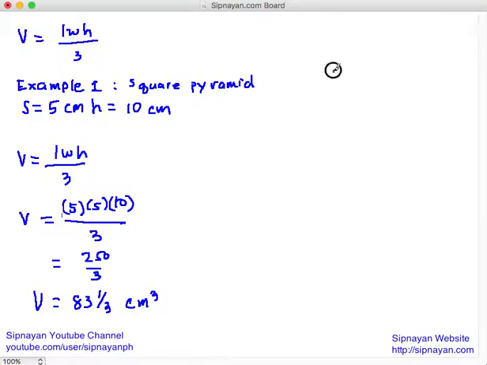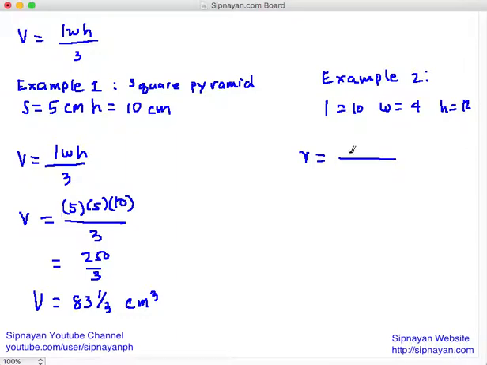So sa example 2, paano naman kung meron tayong pyramid na yung kanyang base ay rectangle, no? So, ang length natin ay say 10, yung width natin ay say 4, at yung height natin ay 12, for example. So again, we just have to substitute to the formula. We have volume equals LWH over 3. So this becomes 10 times 4, no, times 12 divided by 3.